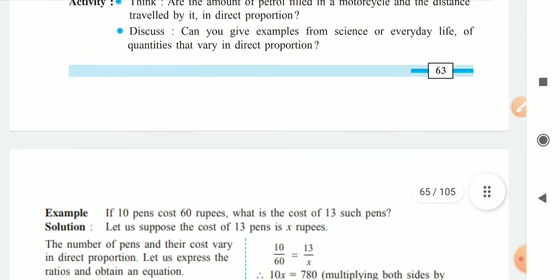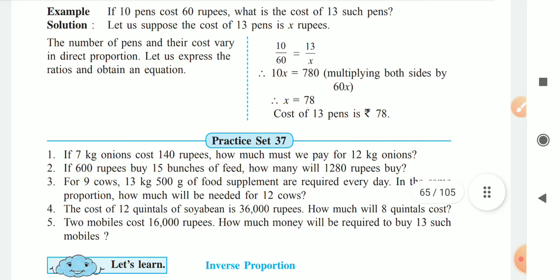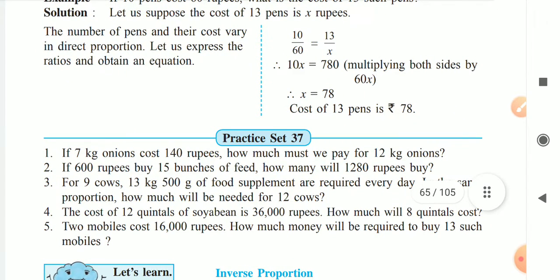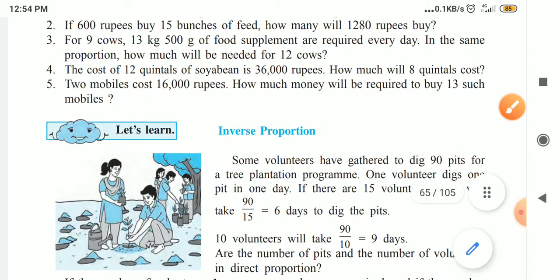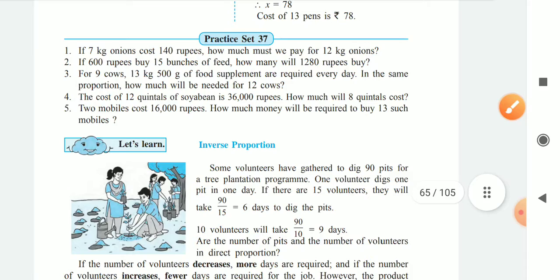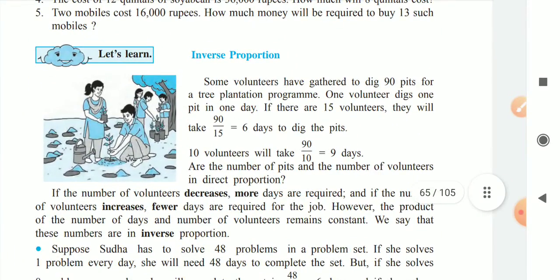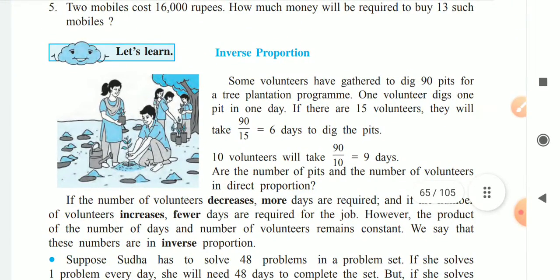Next, I told you to solve practice set number 37. On your day, you have to come and get practice set number 37 checked by me. You have to bring the hard copy, meaning your notebook. Then I will check it and tell you where you made mistakes in these examples.